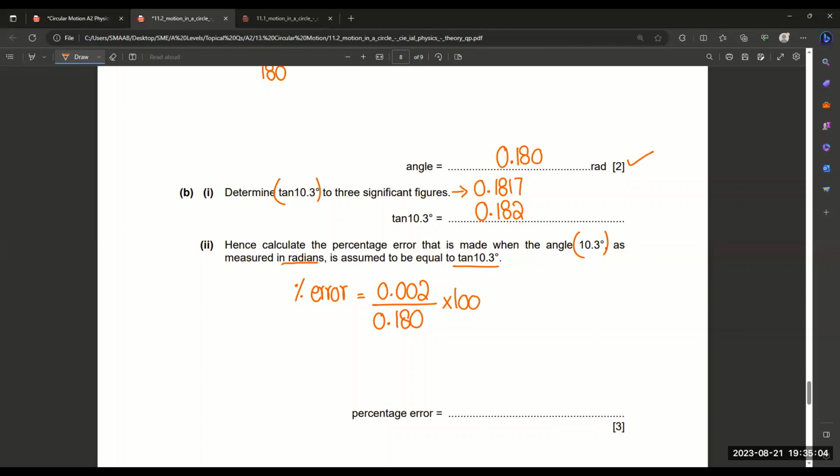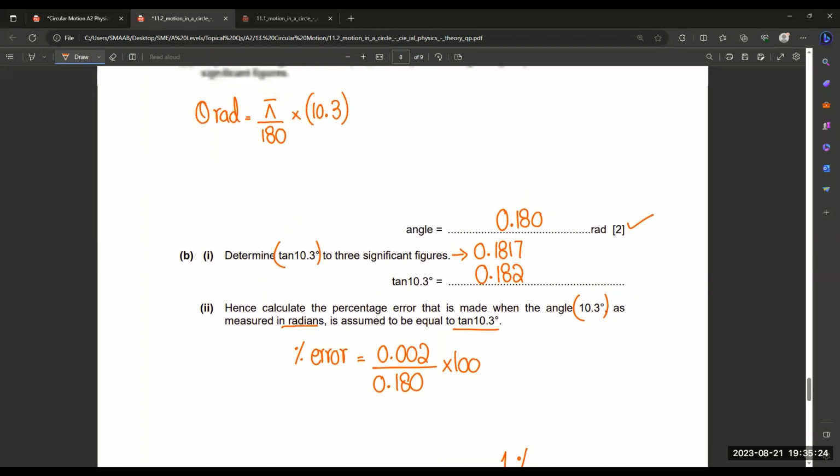So what will be your final answer now? 1.11. So that rounds off to 1%. So there is 1% error in your answer.